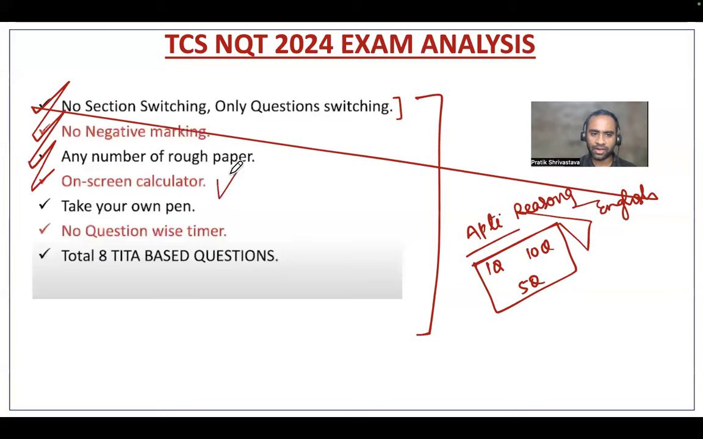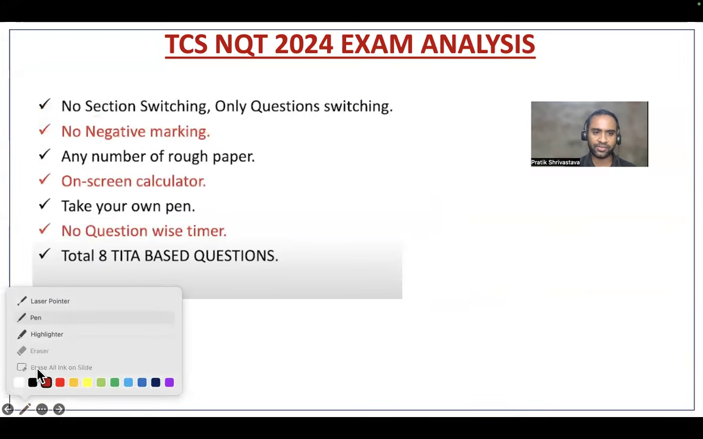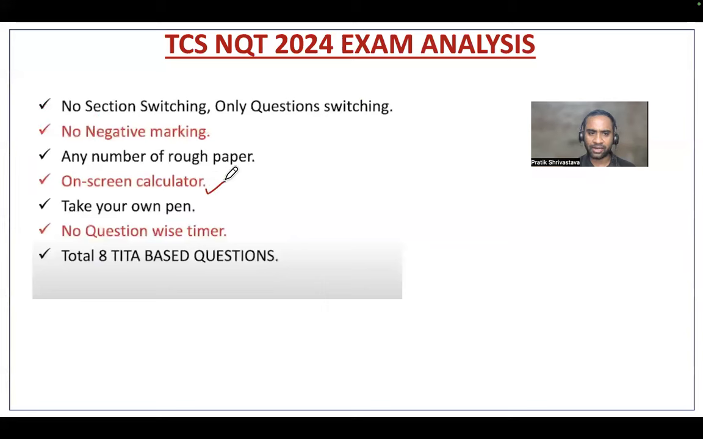So the on-screen calculator was also there. So let me remove this. Okay, so you will be getting an on-screen calculator. Any amount of rough paper you can get, because your exam is going to happen in the TCS iON center. There was no negative marking.